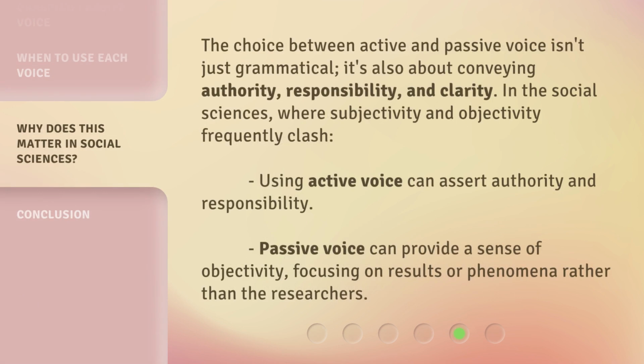The choice between active and passive voice isn't just grammatical. It's also about conveying authority, responsibility, and clarity. In the social sciences, where subjectivity and objectivity frequently clash, using active voice can assert authority and responsibility. Passive voice can provide a sense of objectivity, focusing on results or phenomena rather than the researchers.